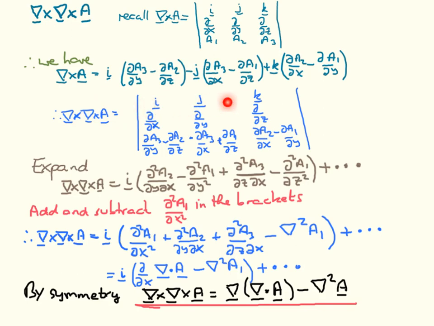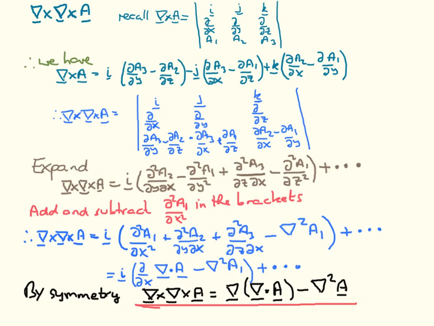So we just expand a determinant in the same way. So the first two rows look the same, but now for the components of the third row, instead of A1, we have dA3 dy minus dA2 dz, and instead of A2, we have minus dA3 dx plus dA1 dz, etc. So now we expand this, and I'm only going to write out the term in the i direction and leave the rest for you to work out.